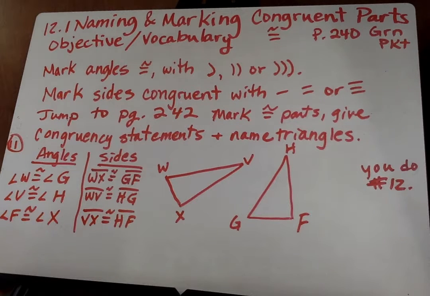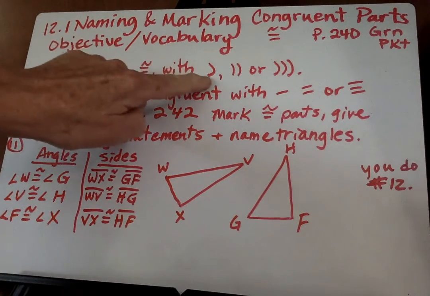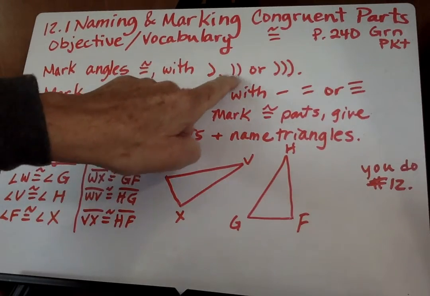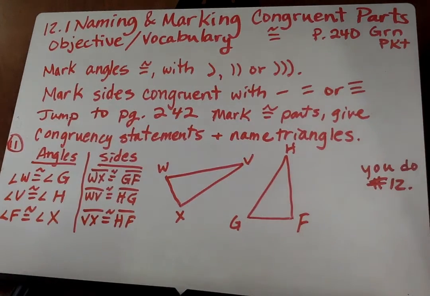Congruent angles are marked with arches, like these are with arches. These two angles are congruent, these two, and these two. And they're marked with one, two, or three arches to indicate that. If you see angle X with one arch, it's congruent to angle I, and so forth on your paper. I'm going to get right into it. You can go over some of those examples, but I'm going to jump to page 242 and actually do some problems that you're going to need to do for your homework.